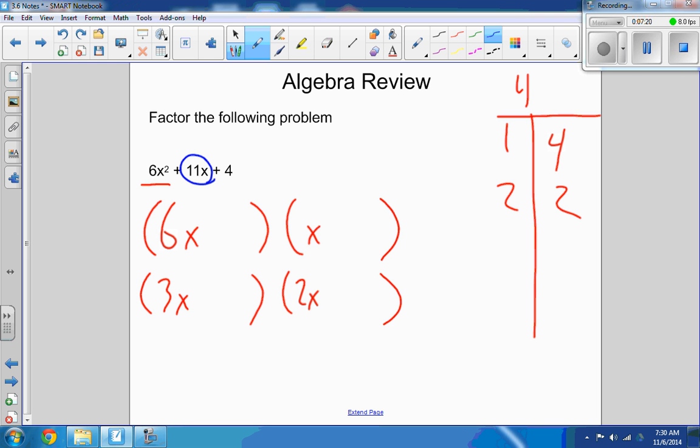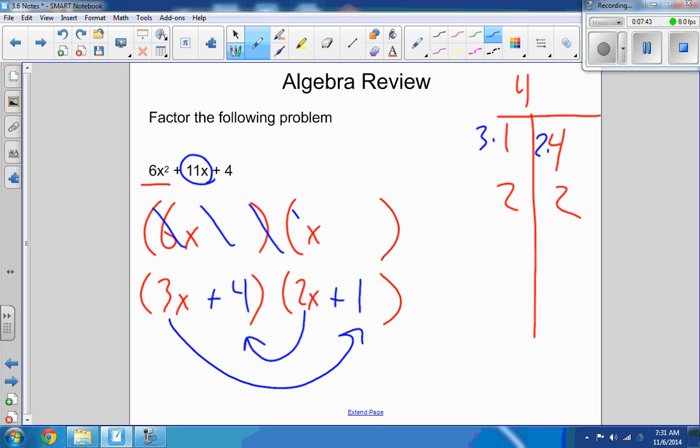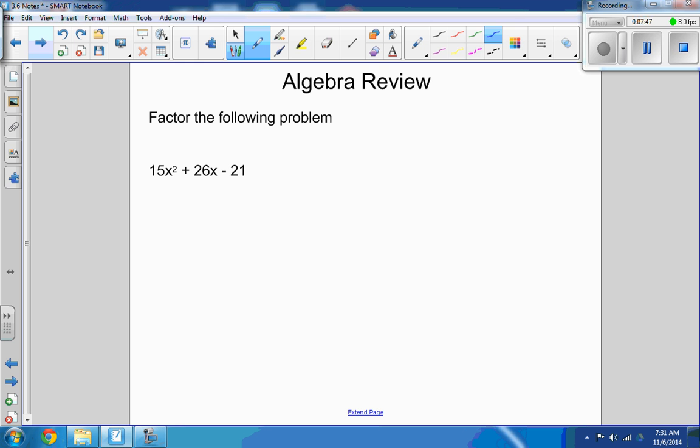But there is one combination that does work. 2 times 4, 3 times 1. 2 times 4 is 8 plus 3 times 1 is 3. That's 8 plus 3 is 11. So 3 times the 1, 2 times the 4. And there we go. There's our factored solution. Let's try another problem.